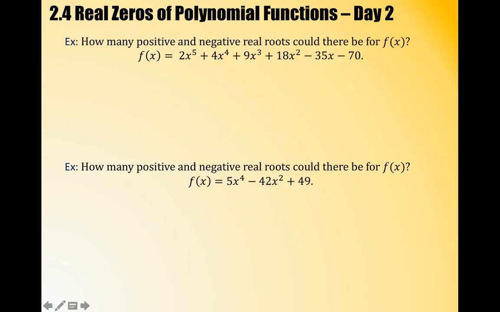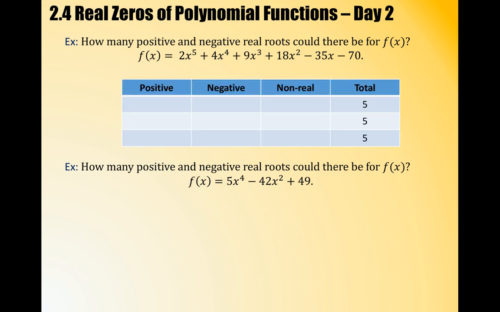Let's look at some more. This might be a good place for you to pause the video and try some if you haven't thought to do that already. So how many positive and negative real roots are there for f of x? For positive, we're going to look at f of x. For negative, we're going to look at f of negative x. So let's see. How many times does this change sign? Once. There can be one positive solution. It's got to be one, there's no other option.